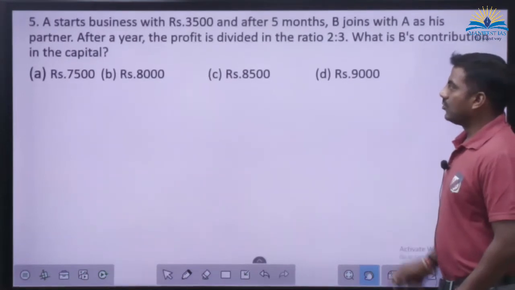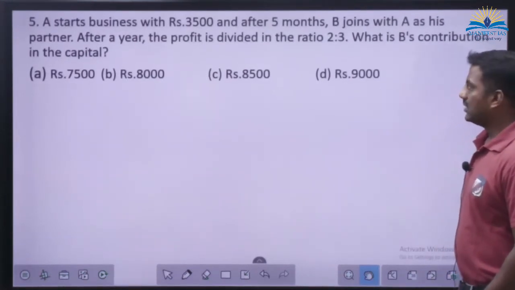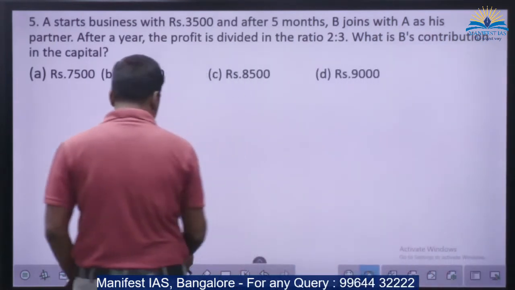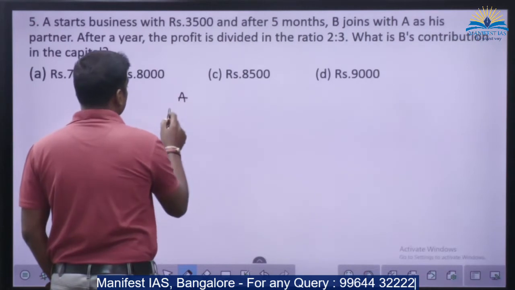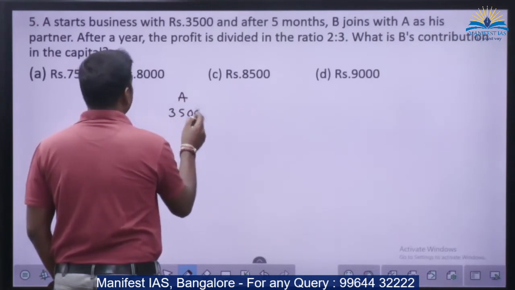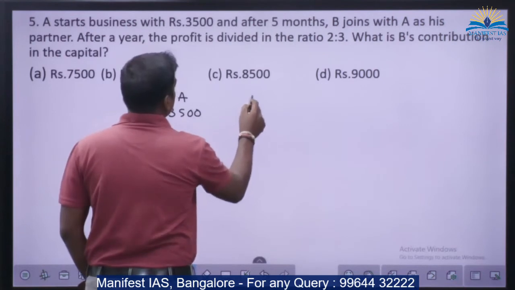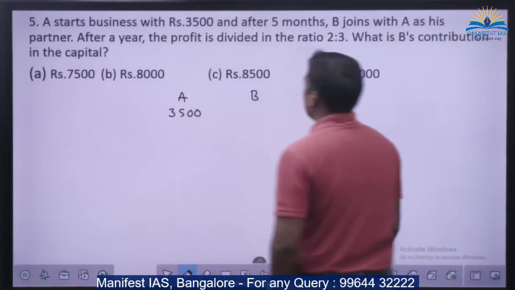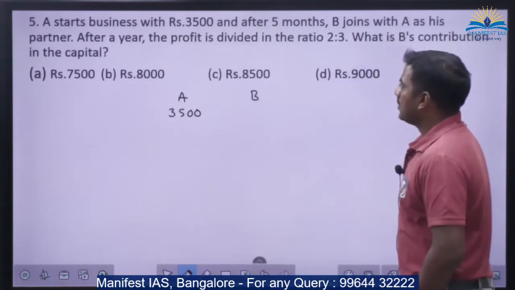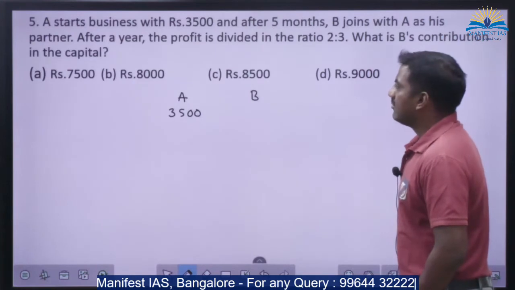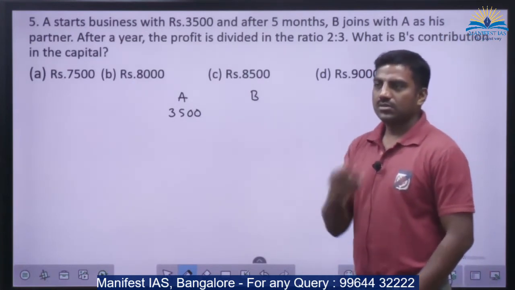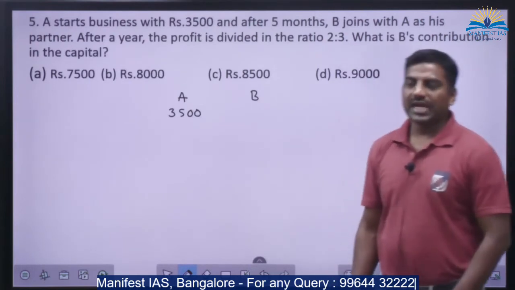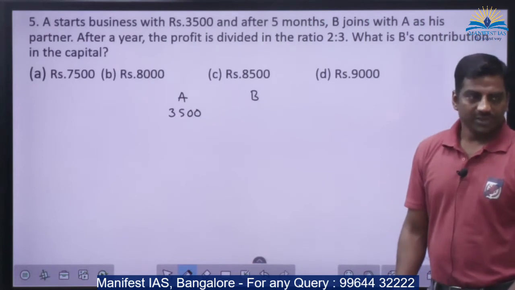A starts a business with rupees 3,500, and after 5 months, B joins. Okay? So first of all, A's investment 3,500, B's investment, don't know. After 5 months, after a year, they are calculating the profit. So A's investment has stayed for how many months? Yes or no? A has invested 35,000 and the calculation is done after a year. So his investment has stayed for.